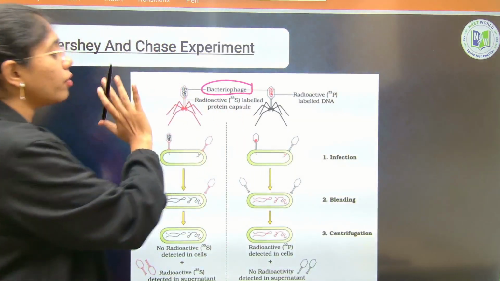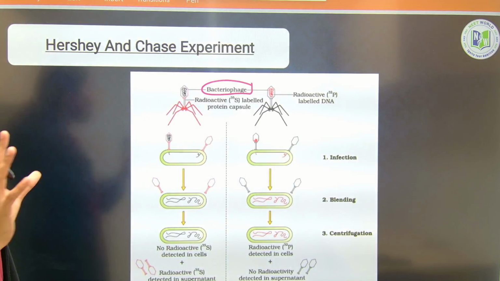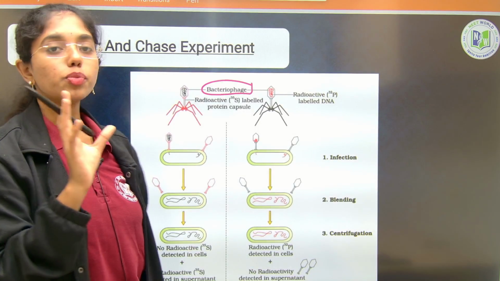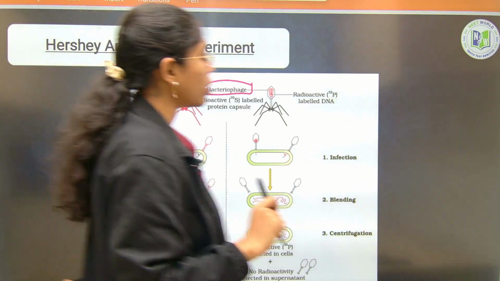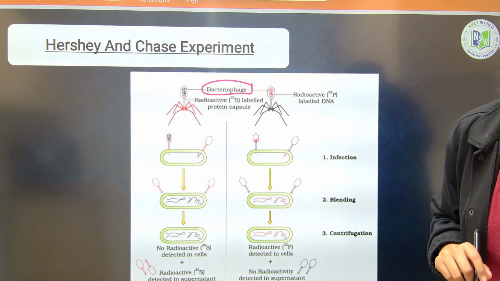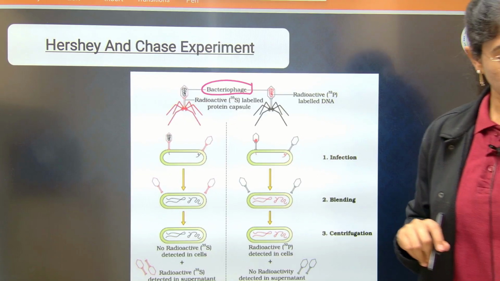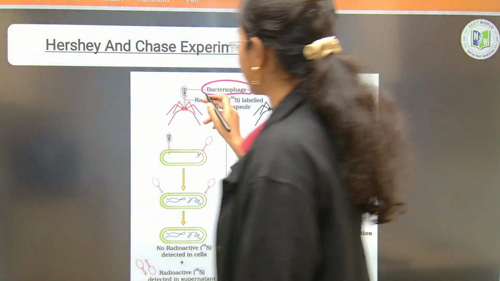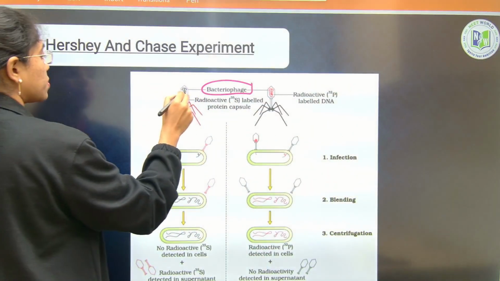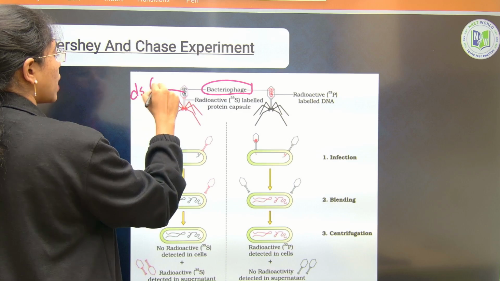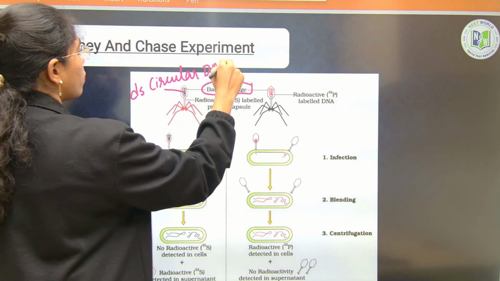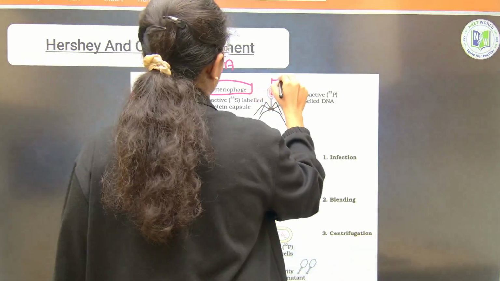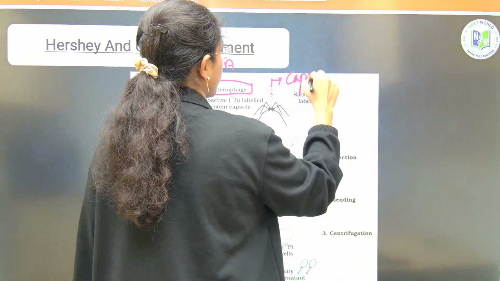Bacteriophage will have 2 components. One is the protein component, and the second is the DNA structure. DNA is present inside the protein capsid, and the DNA is double stranded circular DNA over which the protein coat, which is the capsid, is present.